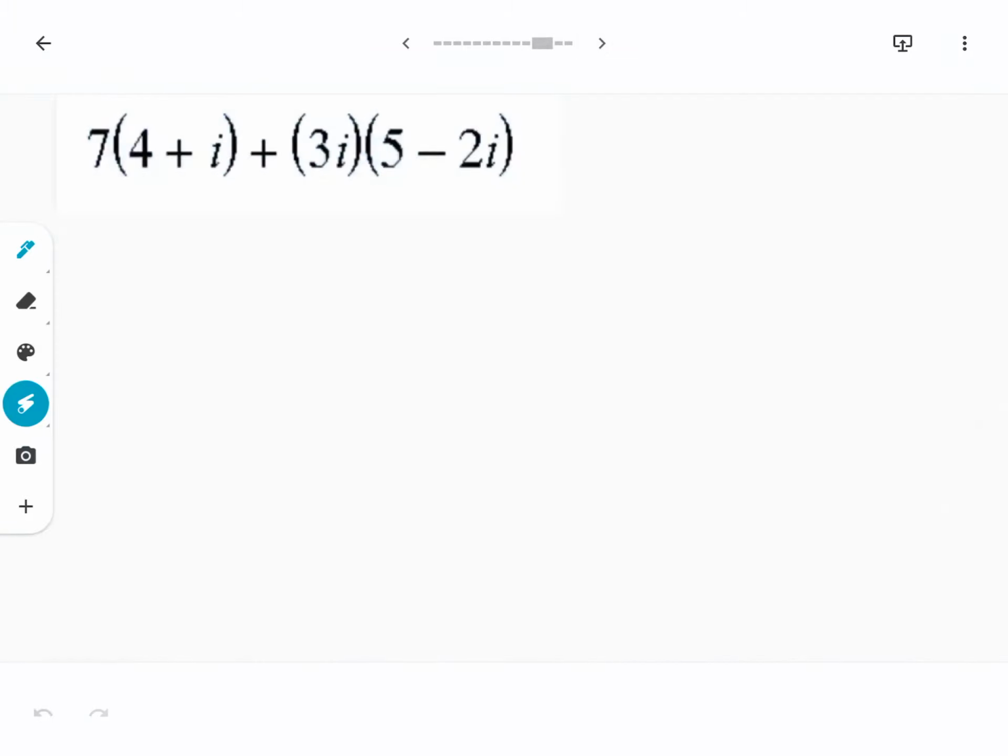Go ahead and give this one a try, and then unpause it and listen to the explanation. On this one, I'm going to start by distributing. So I have 28 plus 7i. And then I'm going to do 3i times 5 is plus 15i. And 3i times negative 2i is negative 6i squared.